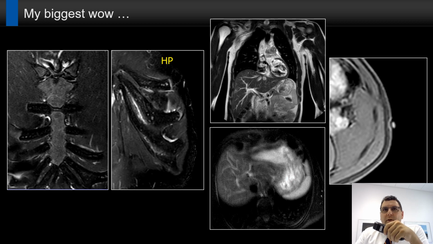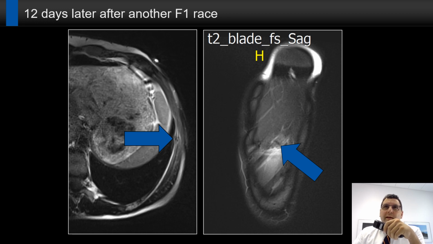I had a big wow because I also did an MRI to be sure that there is nothing. You can see these are the ribs, the cartilage part, and I could not see anything in that patient. I also put a marker here, but there was nothing to see on the ribs. So I diagnosed the patient with just a contusion, but no fracture. The problem was, 10-12 days later he came back, and he had a Formula 1 race in between, and then I saw this rib fracture on an MRI. I was really disappointed about myself and my early diagnosis because I could not see anything.